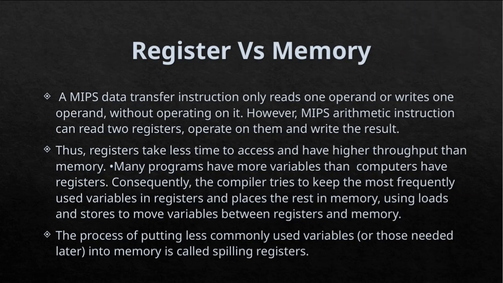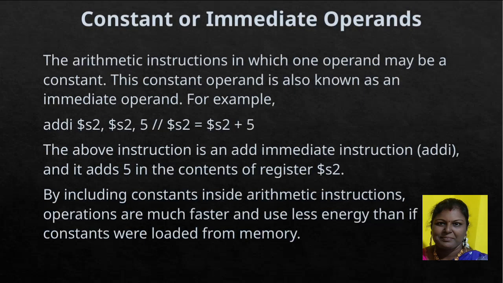Let's talk about arithmetic instructions where one of the operands is a constant, what we call an immediate operand. For example, the instruction ADDI S2, S2, 5 adds the number 5 directly to the value in register S2. This is called an add immediate instruction. By including constants right inside the instruction, the operation runs faster and uses less energy than if we had to load that constant from memory first. Immediate operands make arithmetic more efficient.